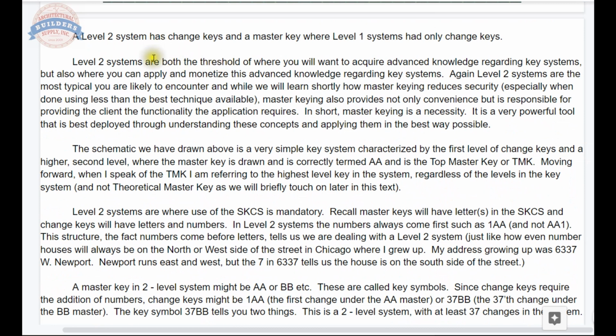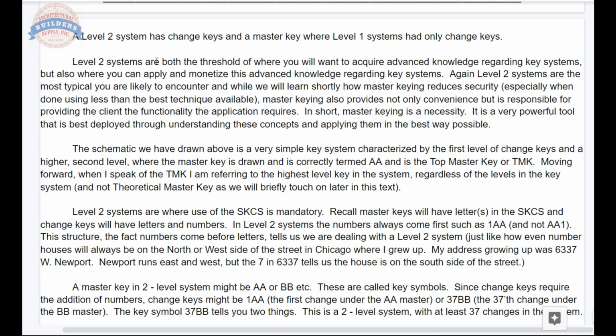Level 2 systems are both the threshold of where you will want to acquire advanced knowledge regarding key systems, but also where you can apply and monetize this advanced knowledge. Again, level 2 systems are the most typical you are likely to encounter, and we will learn shortly how master keying reduces security, especially when done using less than the best techniques available. Master keying also provides not only convenience, but is responsible for providing the client the functionality the application requires. In short, master keying is a necessity.